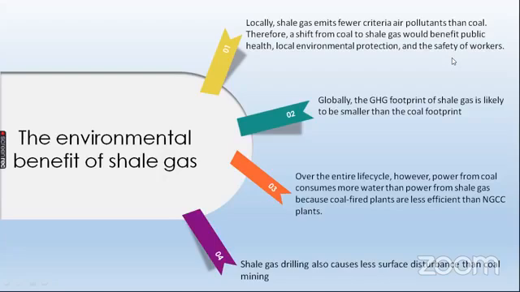Globally, the GHG, greenhouse gas footprint of shale gas is likely to be smaller than coal footprint. And also over the entire life cycle, power from coal consumes more water than power from shale gas because coal-fired plants are less efficient than NGCC, the natural gas combined cycle. For who does not know, NGCC is an advanced power generation technology which allows to improve the fuel efficiency of natural gas. And another benefit, shale gas drilling also causes less surface disturbance than coal mining.